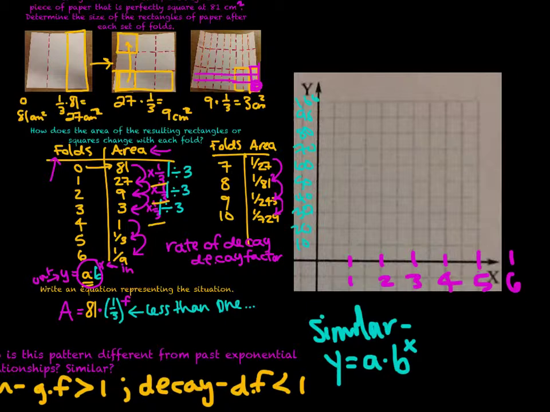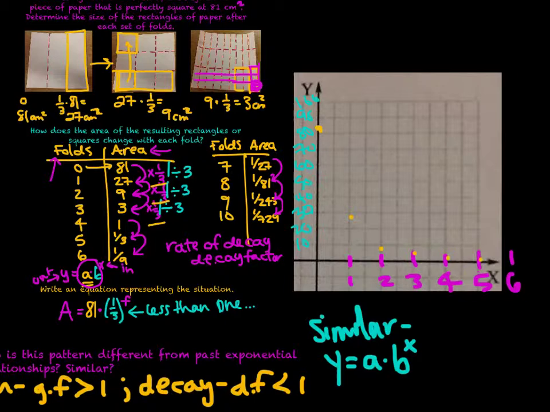Let's start out with our very first point that we're going to plot. We have 0, 81 for our first point, so I'm going to add that in there. It's going to be somewhere in there. We have 1, 27, so it has already dramatically decreased. 2, 9, also dramatically decreased again. 3, 3, 4, 1, 5, a third, so we're getting really close.